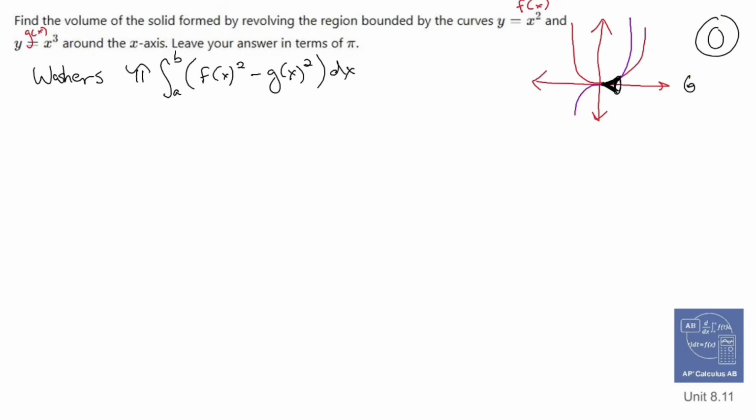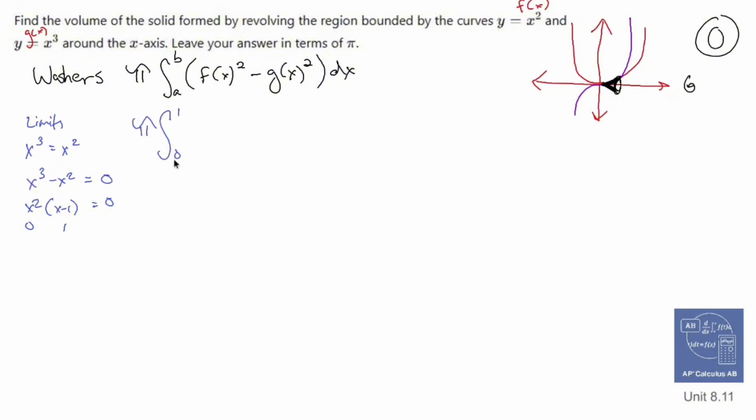I need my limits of integration, though. And my limits of integration are going to be found by taking these two equations and setting them equal to each other. So x cubed equals x squared. Subtract x squared from both sides. Factor out an x squared, giving you x minus 1. And you get 0 and you get 1. Those are my limits.